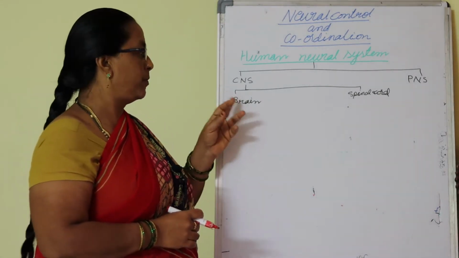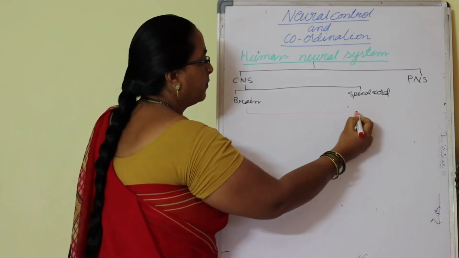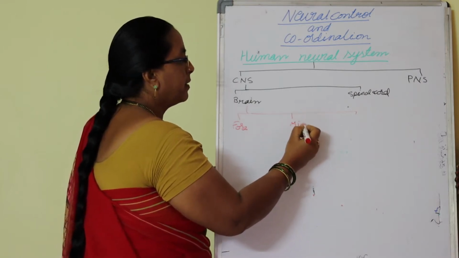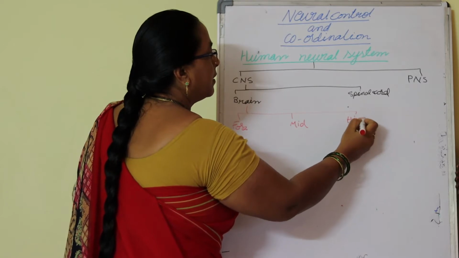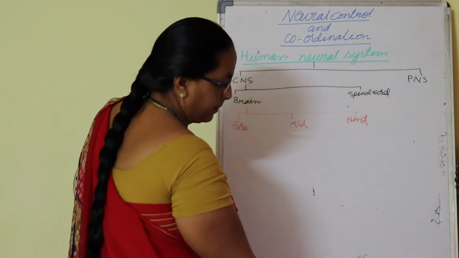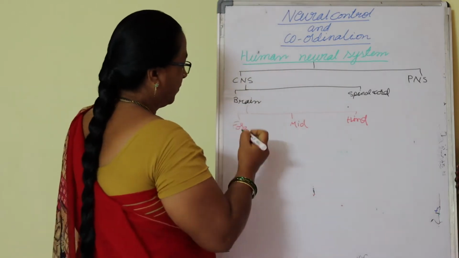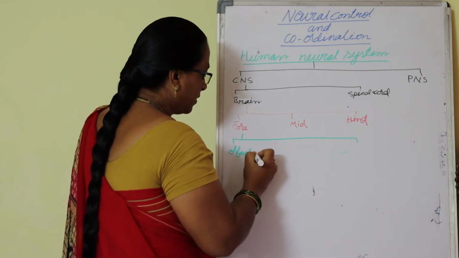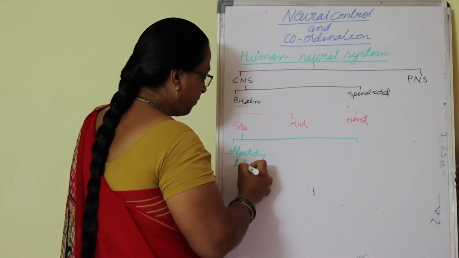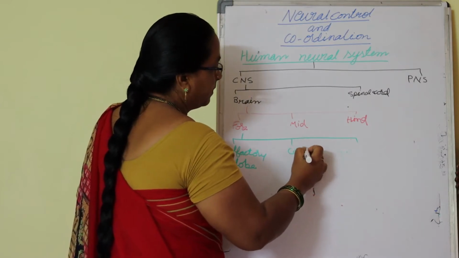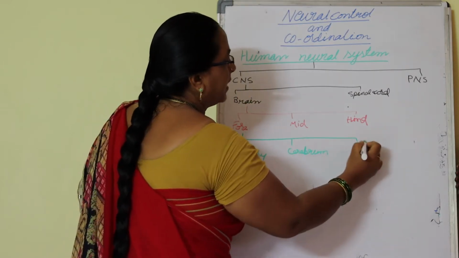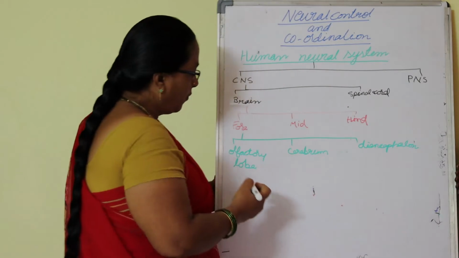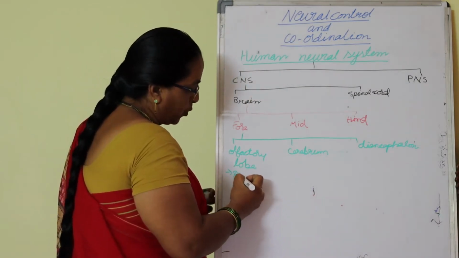Today we will discuss the brain. The brain is divided into forebrain, midbrain and hindbrain. Forebrain is again divided into olfactory lobe, cerebrum, and diencephalon. The olfactory lobe is also called the prosencephalon.